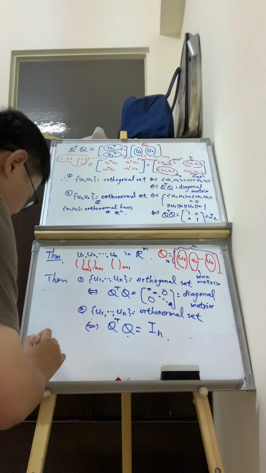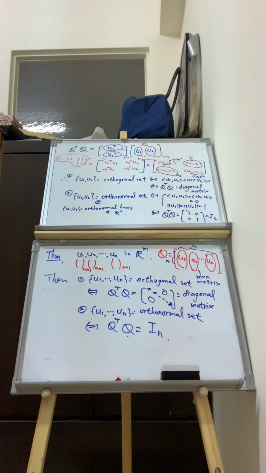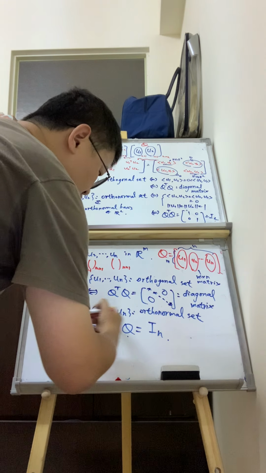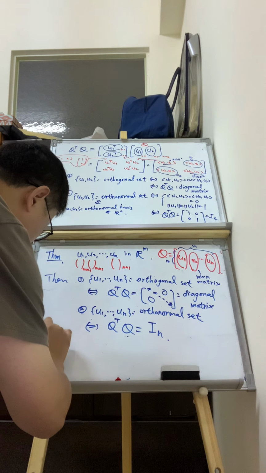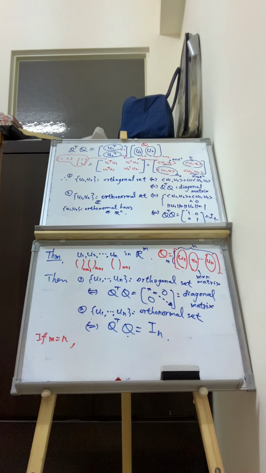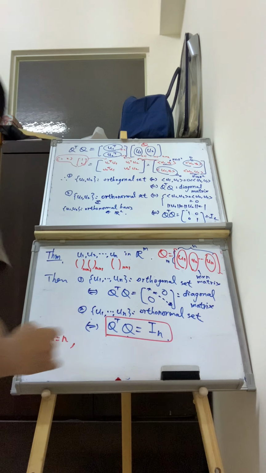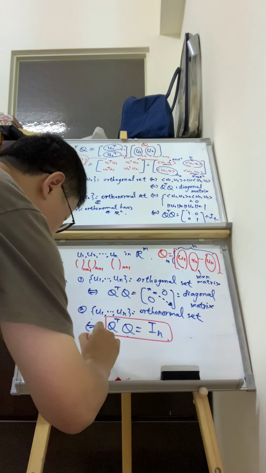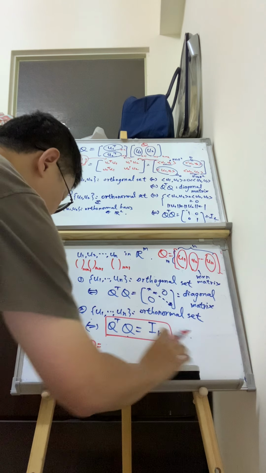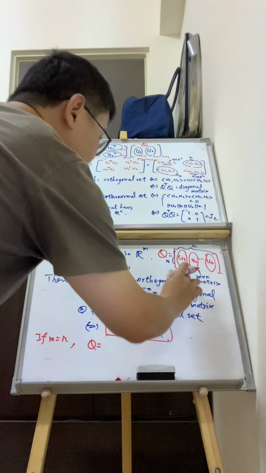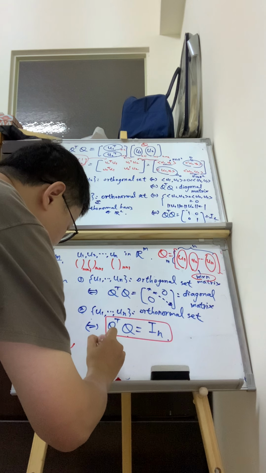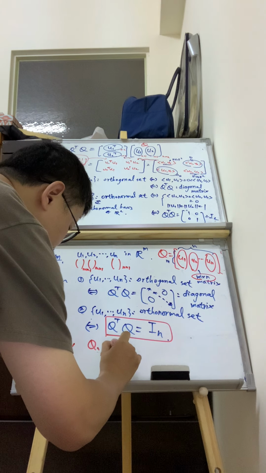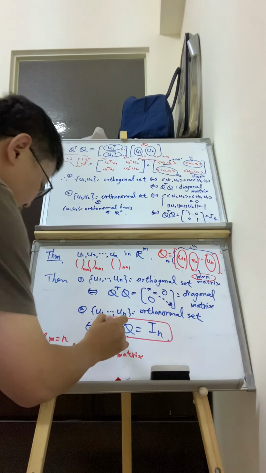Also orthonormal set if and only if this one, but in general, if m equals n, then we call this matrix Q. The matrix Q originally is m by n, but now Q is an n by n matrix, and this n by n matrix satisfies this one.